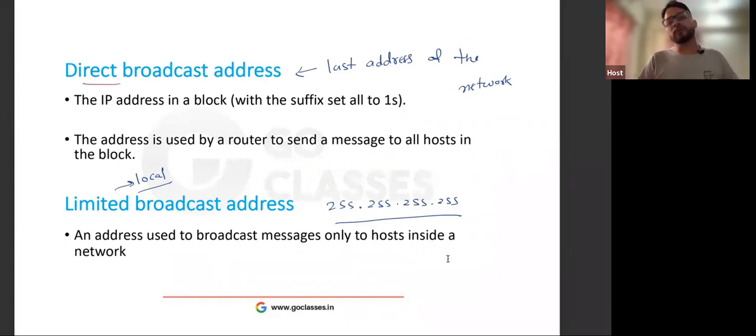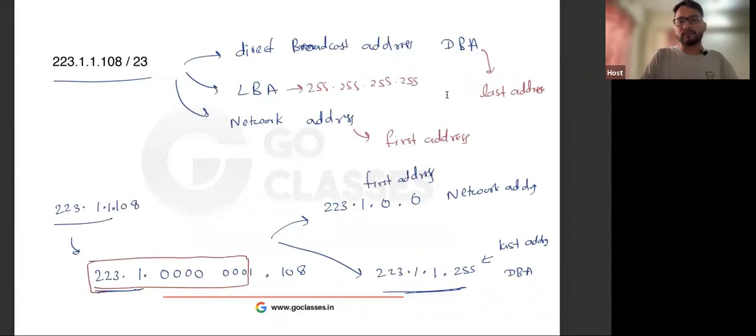It is used when a host from another network is sending a packet to a complete network that it does not belong to. That is where the directed broadcast address is used. So the limited broadcast address is fixed, the directed broadcast address is the last address, and the network address is the first address. Given this, if I ask you for the directed broadcast address, that means the last address; if I ask for the network address, that means the first address; and for the limited broadcast address, you can find it out, right?